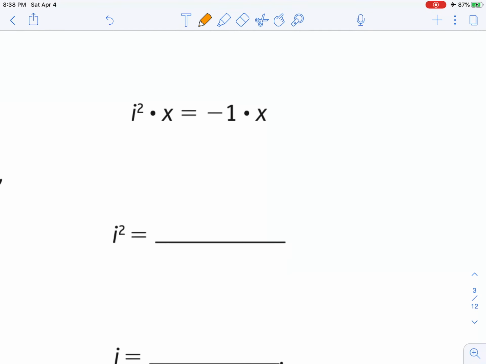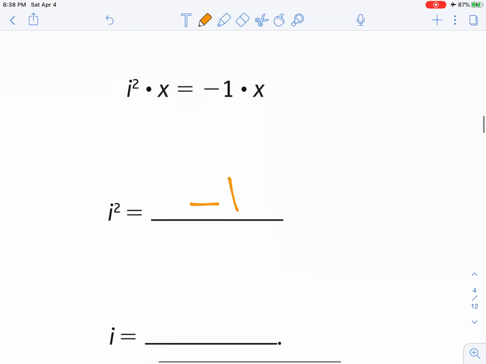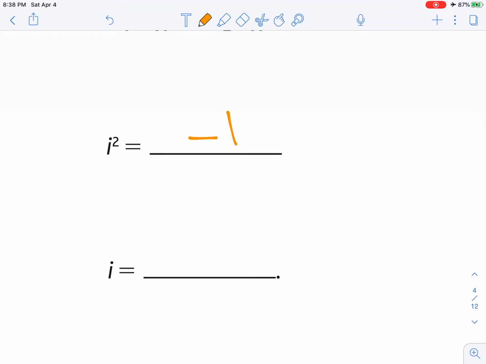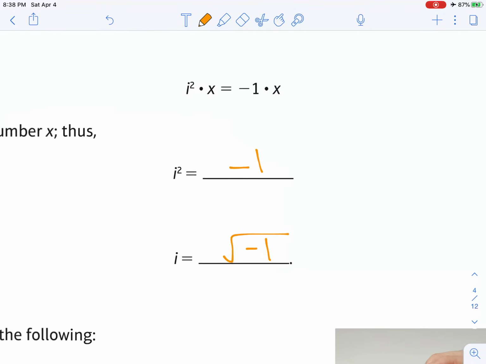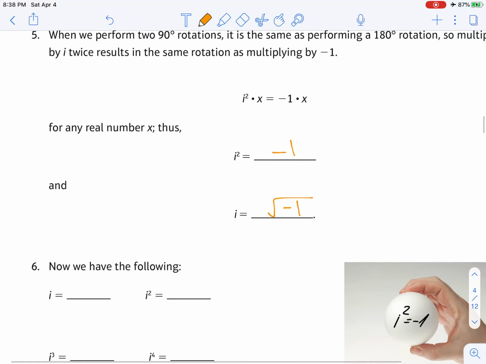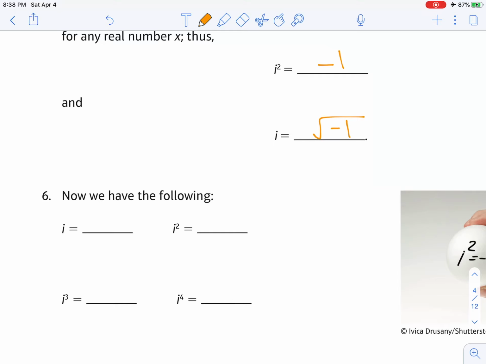Okay, so here we go. i squared, we just talked about, is equal to negative 1. If I take the square root of that, that means i is equal to the square root of negative 1. That is our imaginary number. So let's plug this in. Over here, this is going to be the square root of negative 1, or just plain i. This is going to be negative 1.